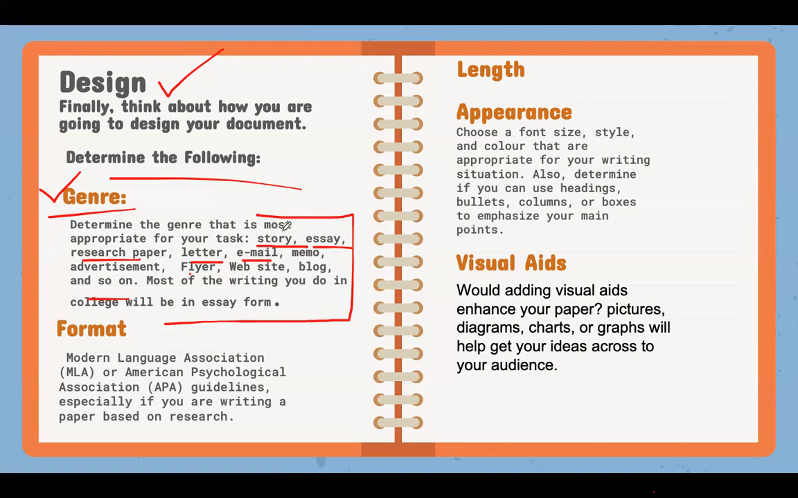How to write stories is another topic. How to write academic essays, that is another genre to talk about. How to write emails, memos, research papers, advertisements, flyers, website blogs, and so on. Within these genres, we have different rules and regulations to follow in order to have a proper design of our writing project.